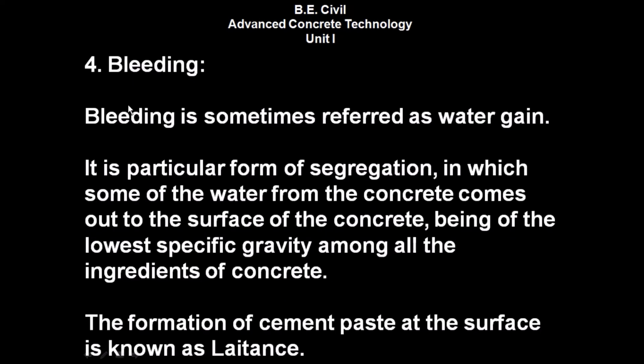Fourth is the bleeding. Bleeding is sometimes referred to as water gain. It is a particular form of segregation in which some of the water from the concrete comes out on the surface of the concrete, being of the lowest specific gravity among all the ingredients of the concrete. So ingredients of the concrete are the cement, fine aggregate, coarse aggregate, water, and if required the admixture. So the water is having the lowest specific gravity, so it will be on the surface of the concrete. The formation of the cement paste at the surface is known as laitance.